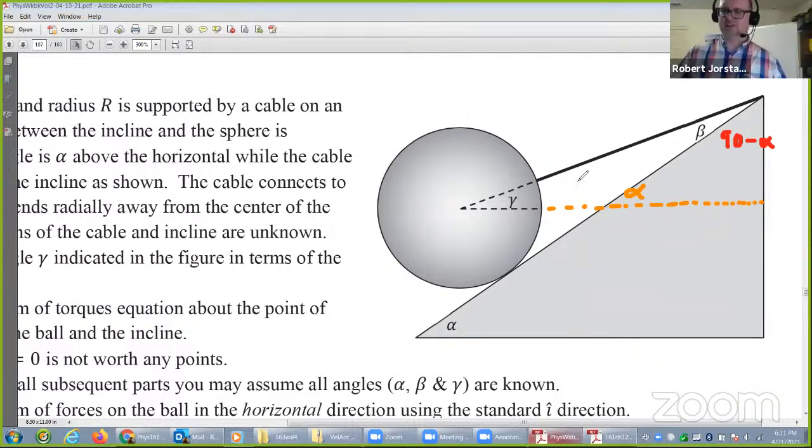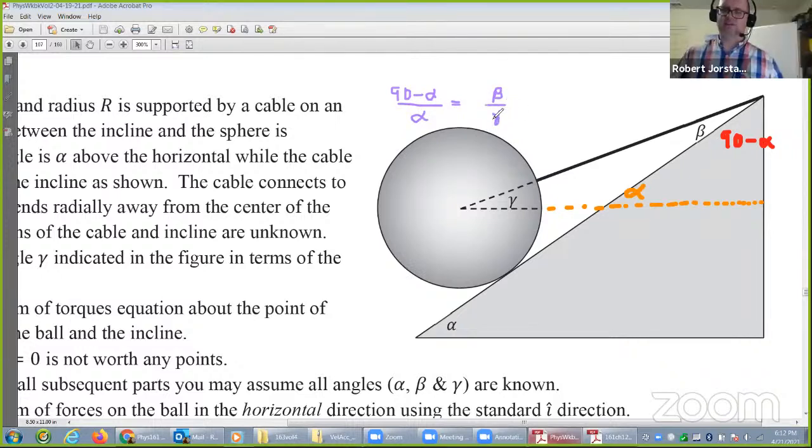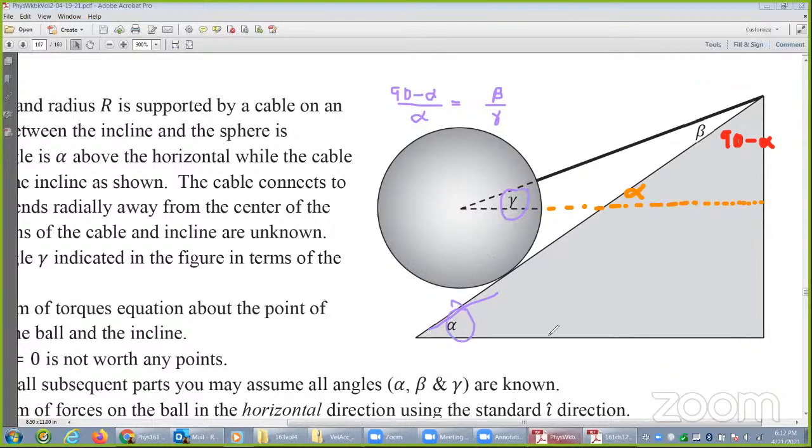Say it again. 90 minus alpha over alpha is equal to beta over gamma, and then you just solve for gamma. So you're trying to use similar triangles, but they're not. I don't think that works. Because the big gray triangle, look at this. This is a totally different angle than that. Agreed? Yeah. So that wouldn't work. Okay.